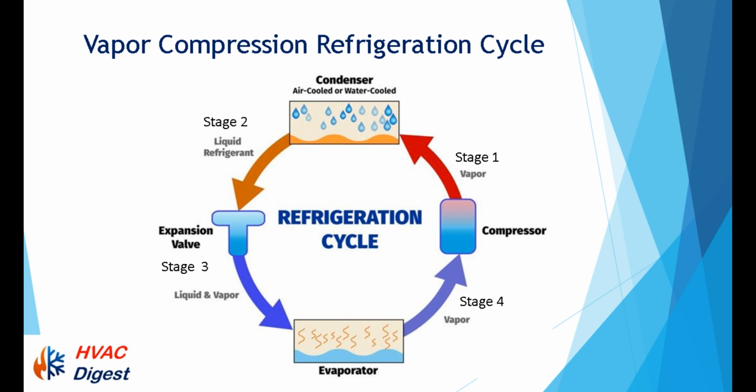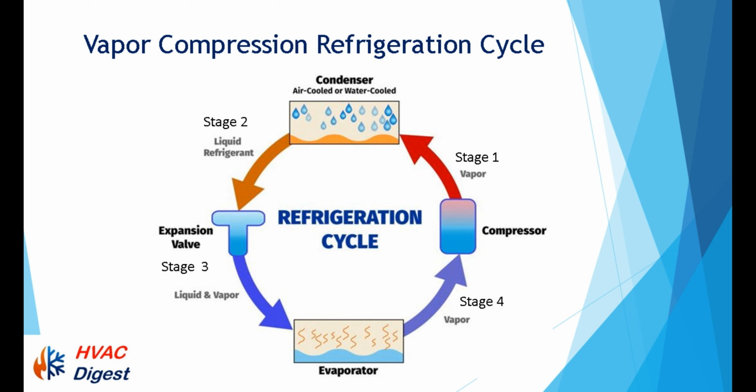Stage 3. In this process, high-pressure liquid refrigerant is allowed to pass to the throttling device, where it expands to lower its pressure. As a result, high-pressure liquid refrigerant is converted into low-pressure liquid refrigerant.